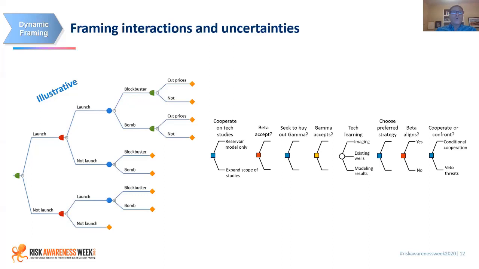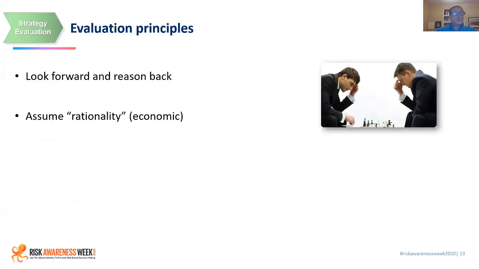We often simplify after that, but this gives us a way of really laying things out in a practical way for everybody. When we move to evaluation, we're using 2 principles. The first is to look forward and reason back, much like you would in a game of chess. So in the example between the entrant and incumbent, we talked about how the entrant had to look forward and think through, well, what would the incumbent do in response, and therefore what should I do? The second evaluation principle is that we have to assume rationality, and I mean economic rationality, not psychological. Each of the players has to try to maximize their own payoffs in the game.